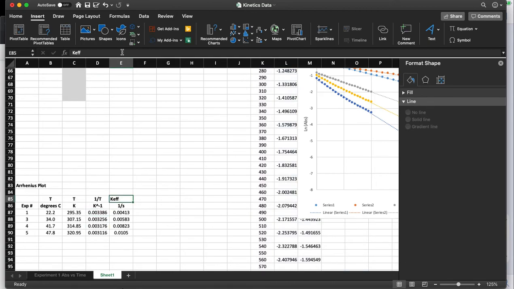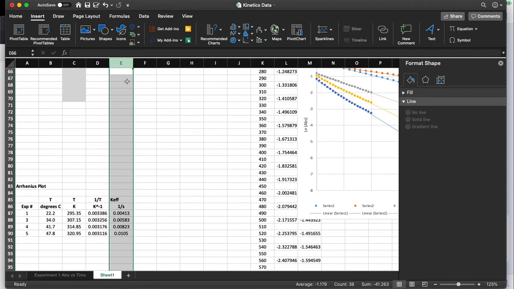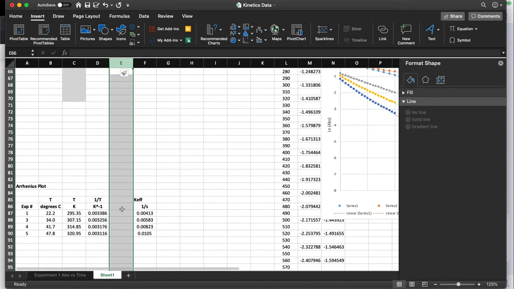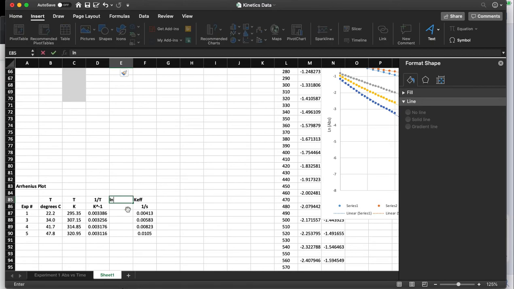Well, actually, at this point, I'm just going to go ahead and insert a column here, so I get a column. And what I want is for this to be the natural log of K effective. I'm grouping it this way just so I can have my values right next to each other.